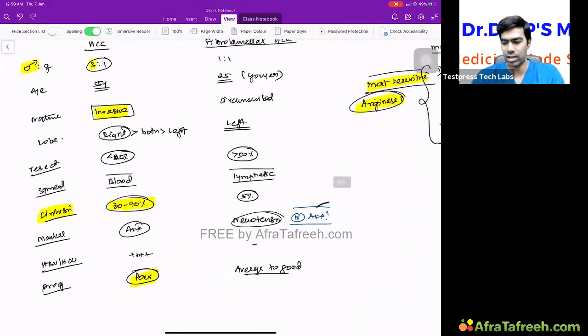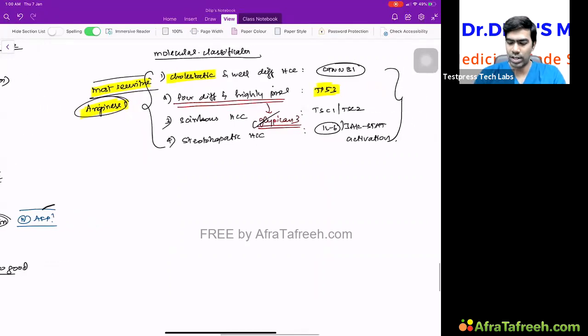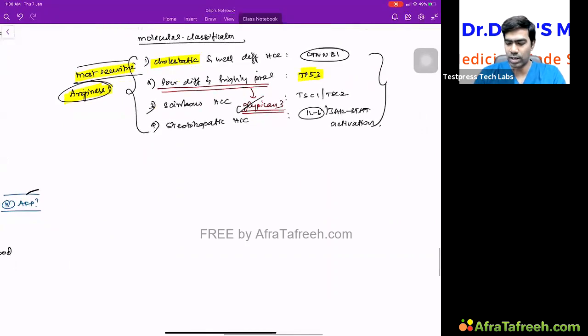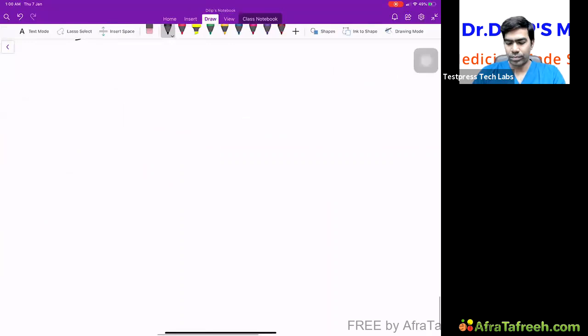They may have a central scar. And molecular classification is CTNNB1, very, very important. Cholestatic pattern in LFT, usually common. And most sensitive for all levels of differentiation, arginase-1. And for poorly differentiated and highly proliferative cancers, usually associated with TP53 mutations, the most important marker in this setting is Glypican-3. Okay. These are the points that you need to know as of now.